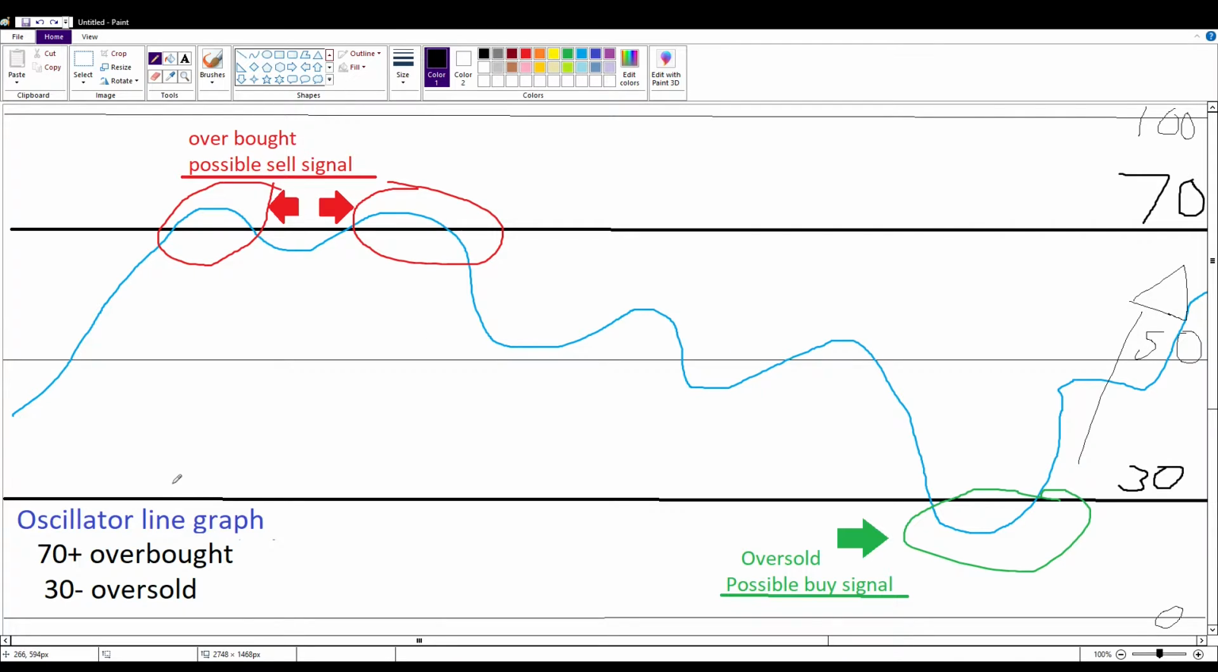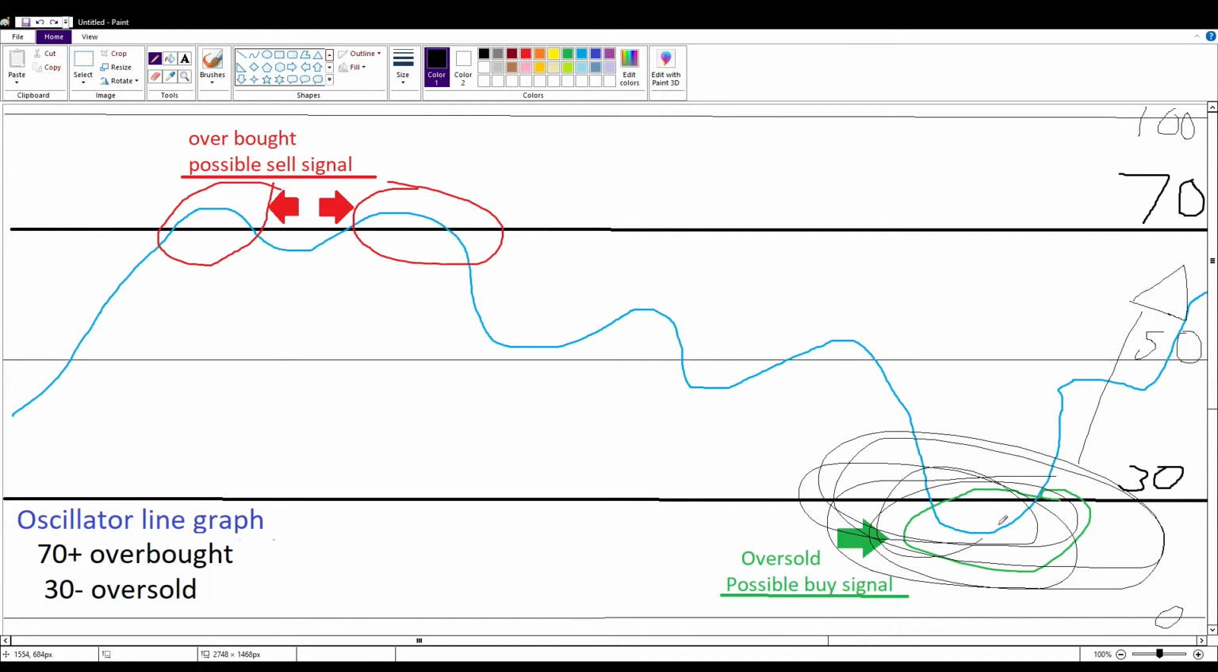So I tried to draw a little graph here for you guys. This blue line is your RSI. As you can see, this is your 70 line, this is your 30 line, 100 up here, 0, 50. When the line crosses over here, would be a possible overbought signal, and a possible downtrend of a stock price.